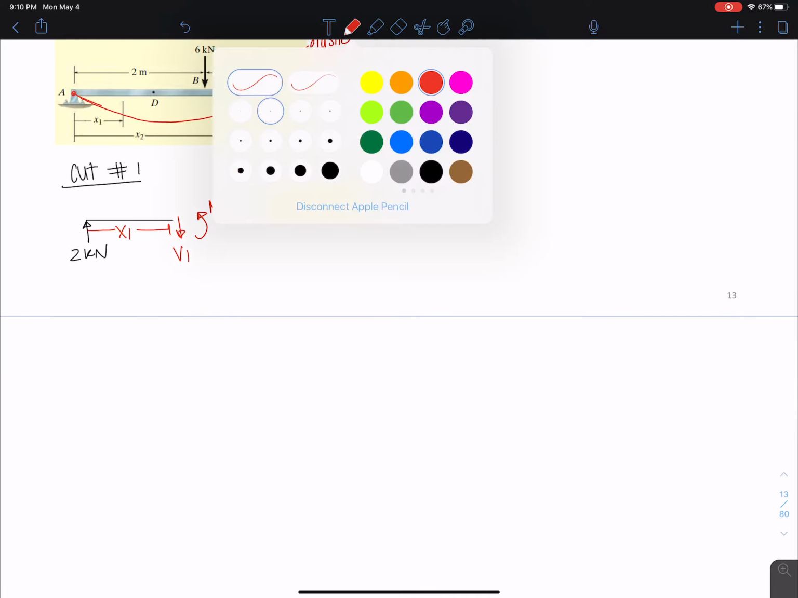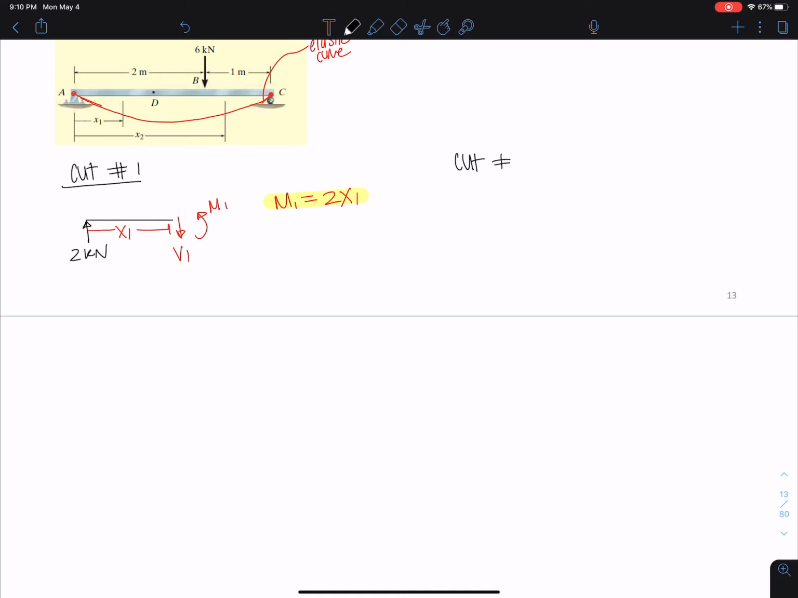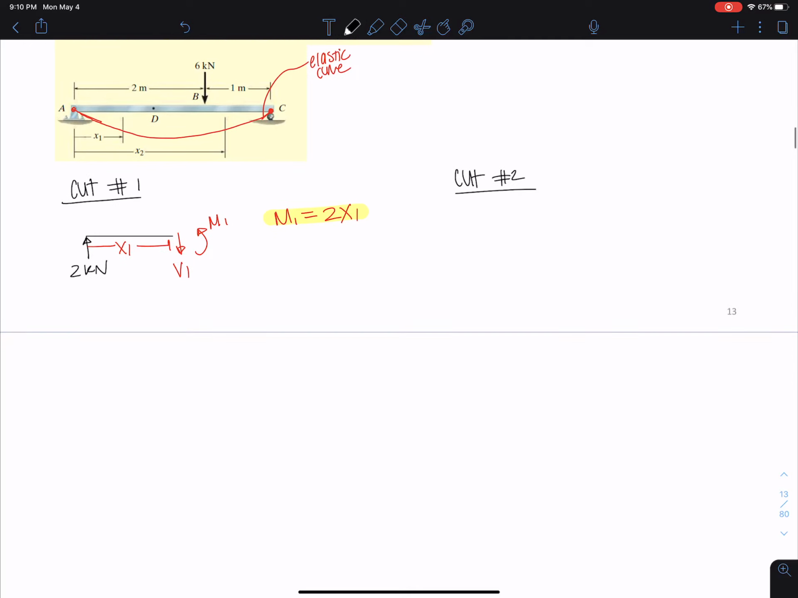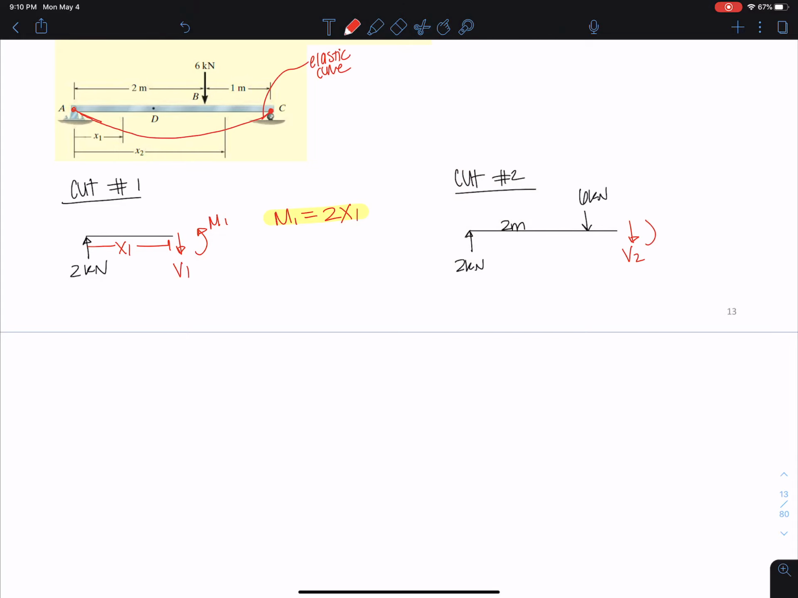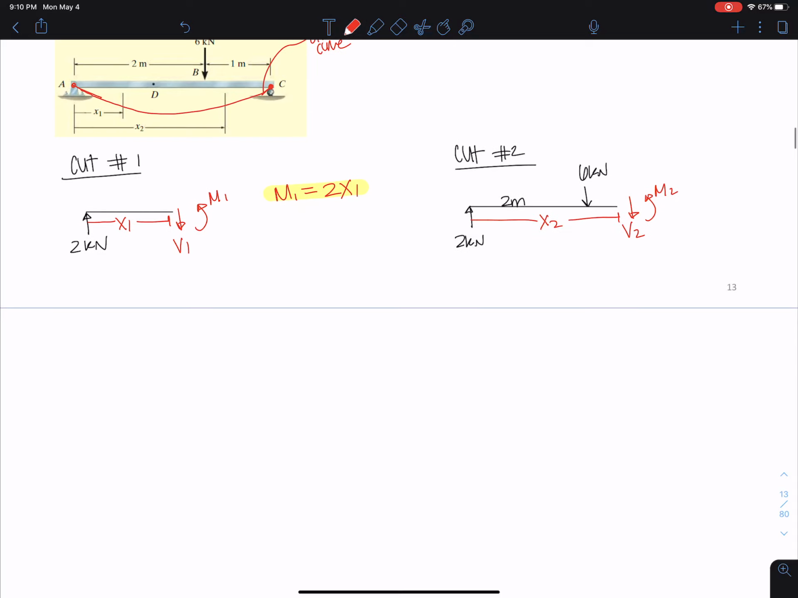Okay, and now our cut number 2. Our moment changes after the 6 kilonewton load is applied. So here's my cut 2. I still have a 2 kilonewton. I have 2 meters until I apply the 6 kilonewton load. I'm going to have some V2, some M2, and I'm actually going to call this entire part X2. And if I solve for M2 here, I get 2X2 minus 6 times (X2 minus 2), and I end up getting this equation. M2 is 4 times (3 minus X2).